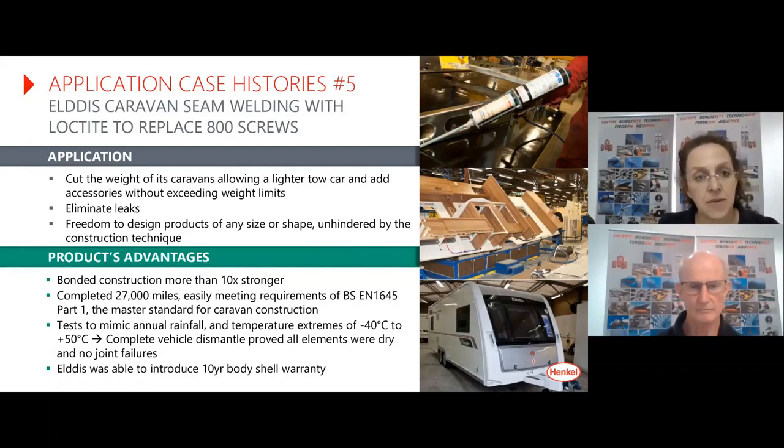And using adhesives, we were able to remove all of these 800 screws and the 800 holes that come with it. And obviously, if you're drilling holes into a substrate, you're potentially weakening the substrate, and you're also producing potential leak paths. So we were able to eliminate all of these by using just bonding. And as a consequence, the shell was much stronger than the original mechanically fixed shell. We were also able to reduce the weight significantly. So it gave the customer much more design freedom with the caravan, and they were able to incorporate other characteristics into the caravan.